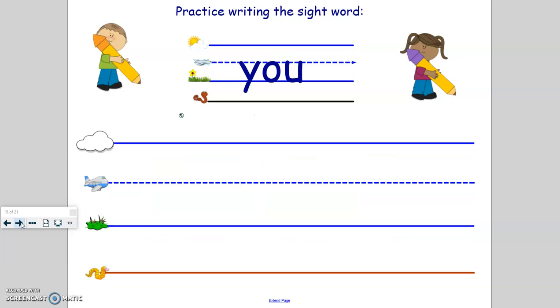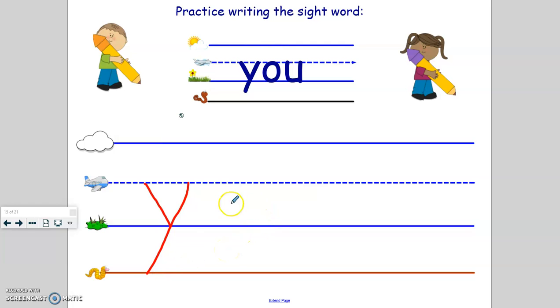The next word we're going to write is you. You is spelled Y-O-U. So let's start with the Y. When we start our Y, we point to the plane line, we slide to the grass line, then we pick up our pencil and leave a space. We're going to point to the plane line and slide all the way down to the worm line.